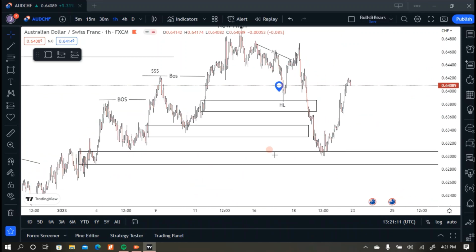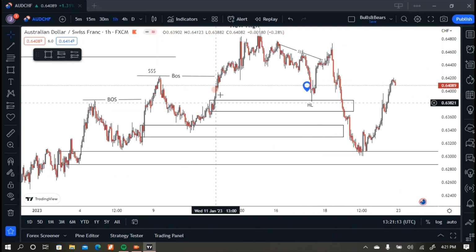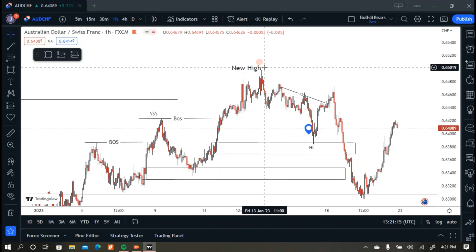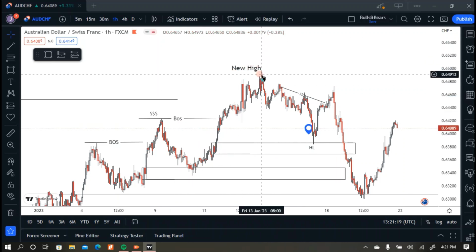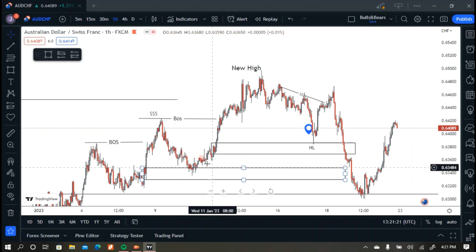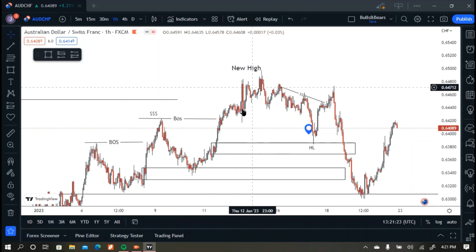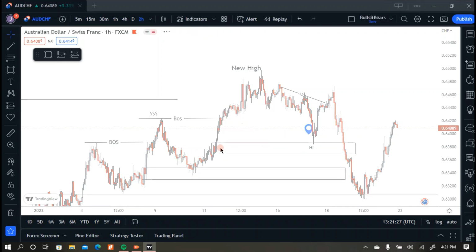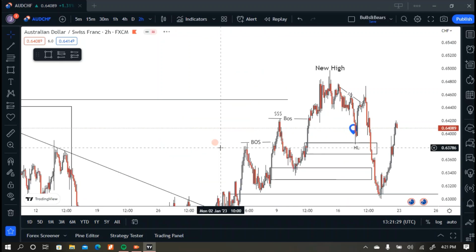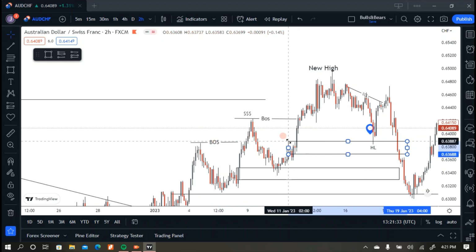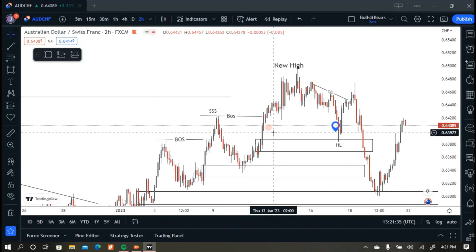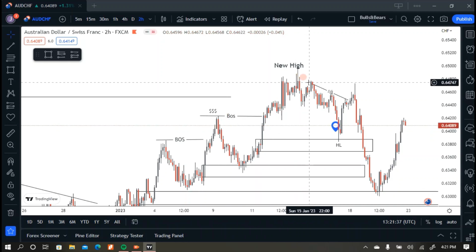Okay, so price then moved impulsively and then broke structure again, creating this new high. This new high, as I labeled it previously. Price moved from this point of interest to this zone, whereby it created, I think that is the 2 hour. Let's take a look at the 2 hour. So it moved impulsively, broke that structure, created a new high.